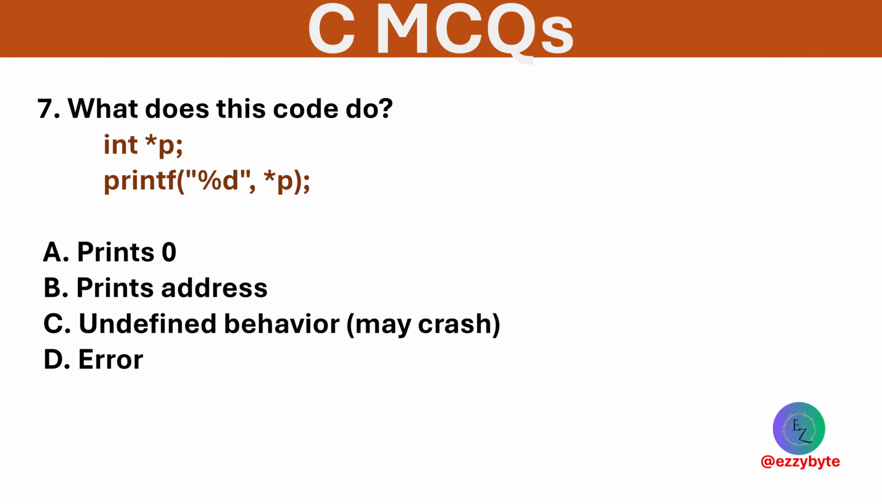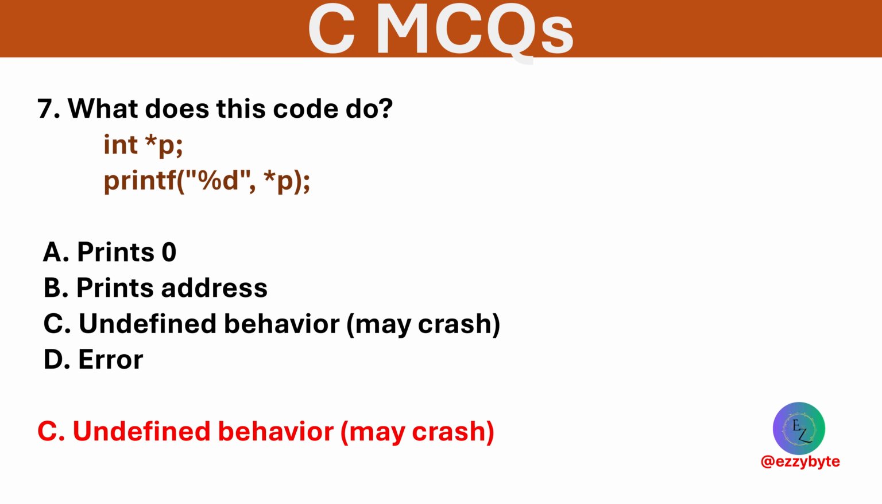What does this code do? Options are prints 0, prints address, undefined behavior, and error. Option C is correct. Uninitialized pointer access leads to undefined behavior.